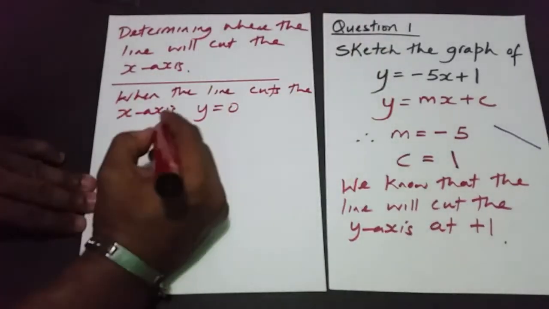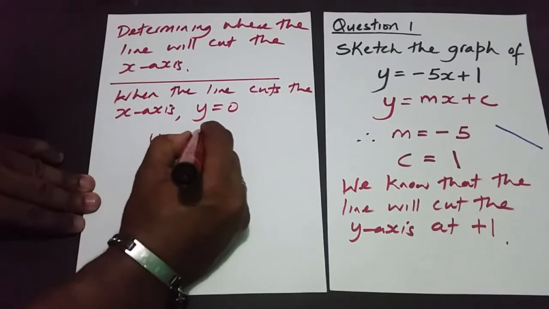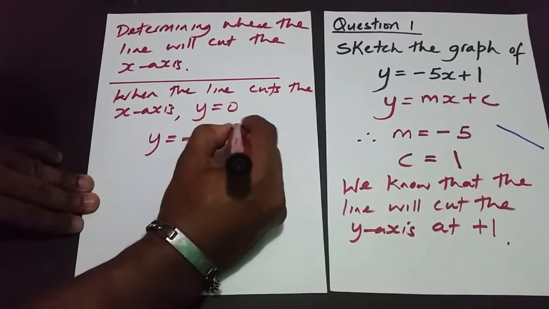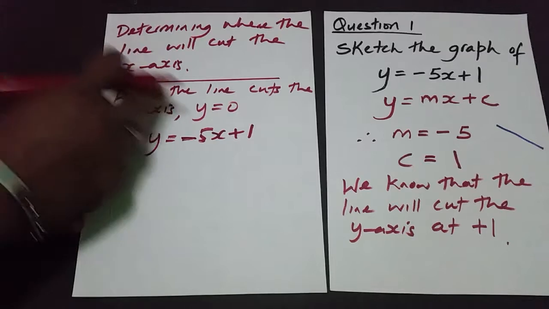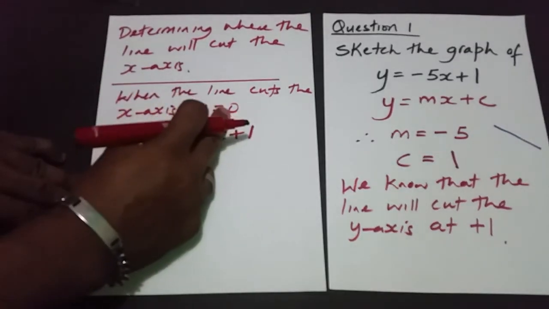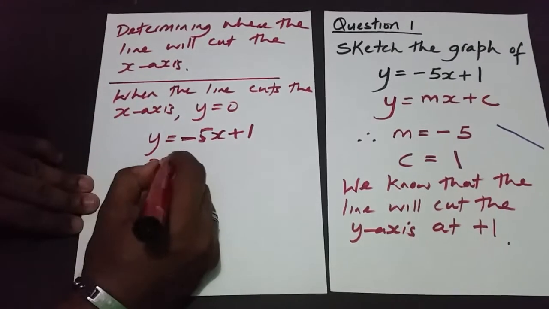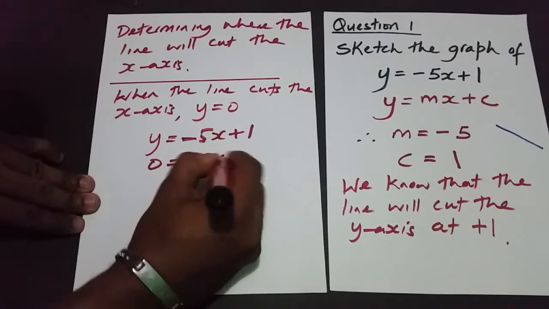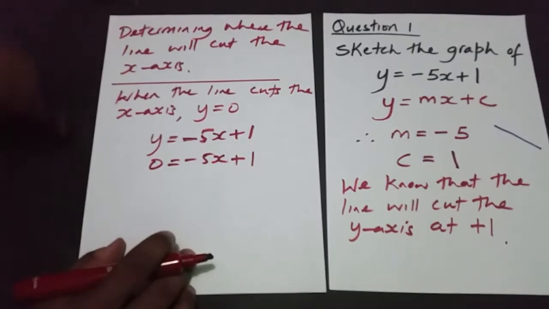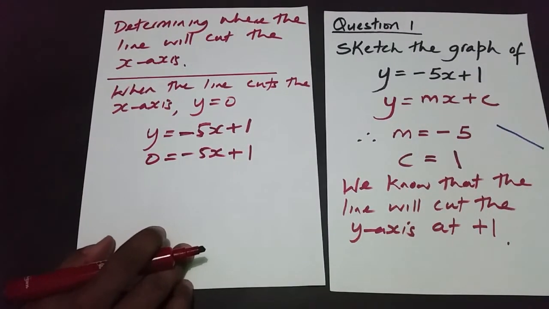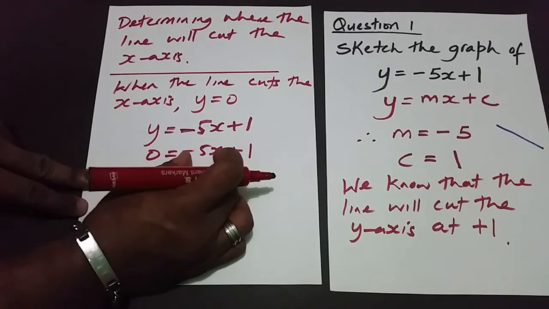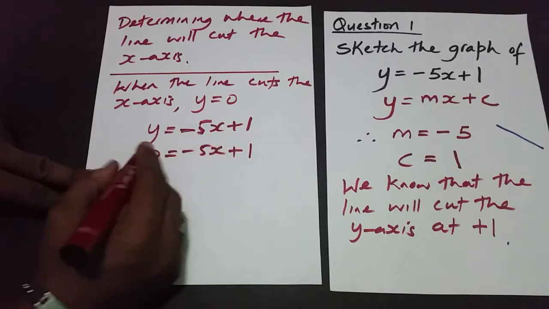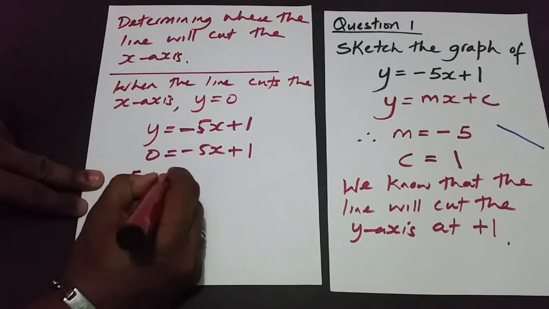So if we look at the equation y equals -5x plus 1, we know that when the line cuts the x-axis, y is going to be 0. So we simply substitute 0 for y here, and then afterwards just solve for x. And then we will be able to figure out where the line cuts the x-axis. So we're just going to carry over the negative term, which is -5x, over here, and it's going to become +5x.